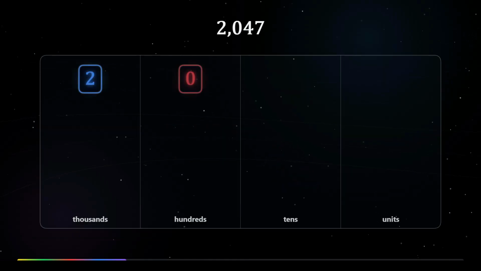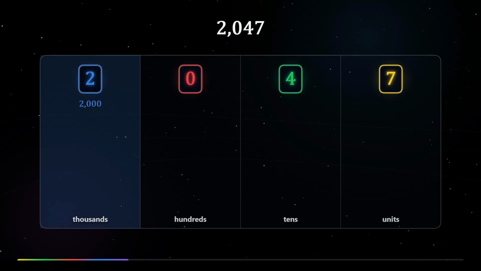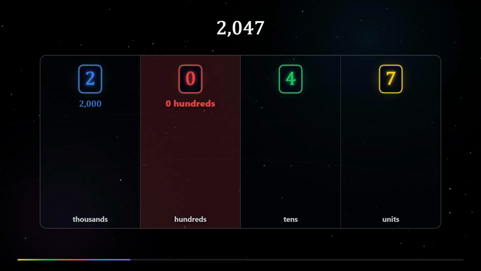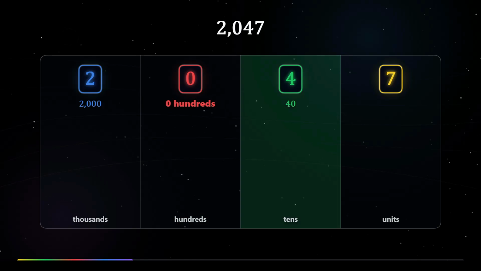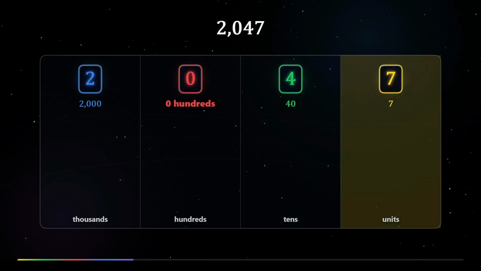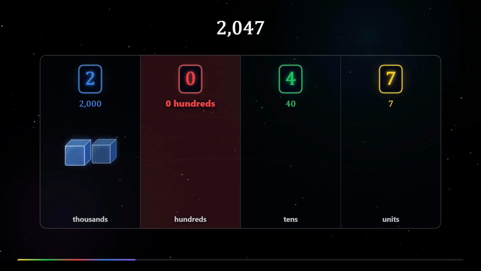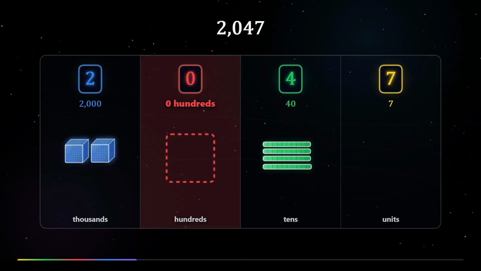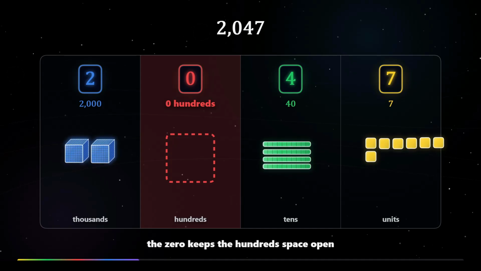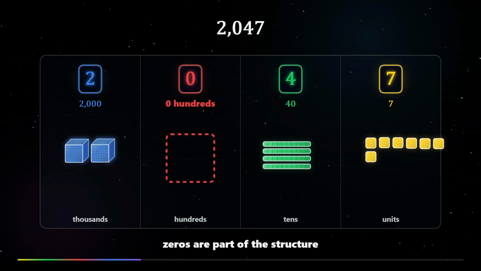Let's use another example with a 0. 2,047. The 2 is in the thousands place, so it is worth 2,000. The 0 is in the hundreds place, so there are no hundreds. The 4 is in the tens place, so it is worth 40. The 7 is in the units place, so it is worth 7. Build it. 2 1000 cubes, no 100 flats, 4 10 rods, 7 unit cubes. The hundreds column is empty, but the 0 keeps that space open. Zeros are part of the structure.